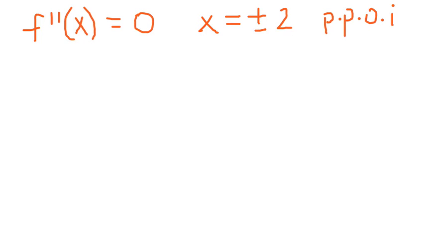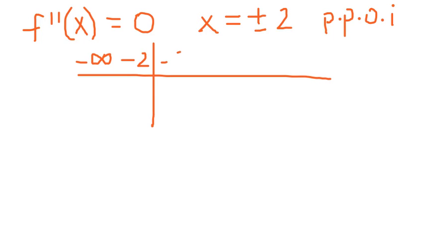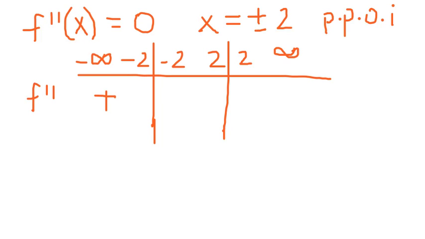So now I'm going to use those possible points of inflection to set up my sign chart. So from negative infinity to negative 2, negative 2 to positive 2, positive 2 to positive infinity, and let's see what's going on here. So when I substitute in a value between negative infinity to negative 2 for the second derivative, I end up getting a positive outcome. When I substitute a value between negative 2 and 2, I get a negative outcome. And when I substitute a value in from 2 to infinity, I get a positive outcome. So how do we interpret these results?